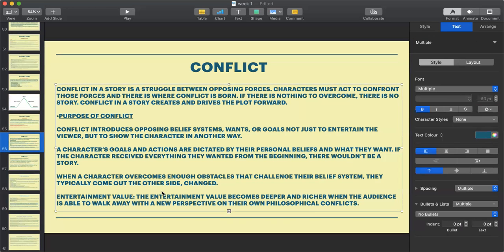Next comes the entertainment value. Of course, the entertainment value becomes deeper and richer when the audience is able to walk away with a new perspective, right? So you find the story very interesting. You got some new ideas. You find that, okay, if I face this kind of problems, there are films, there are movies, and there are stories which really inspire us. It really helps us in our real life to fight problems.